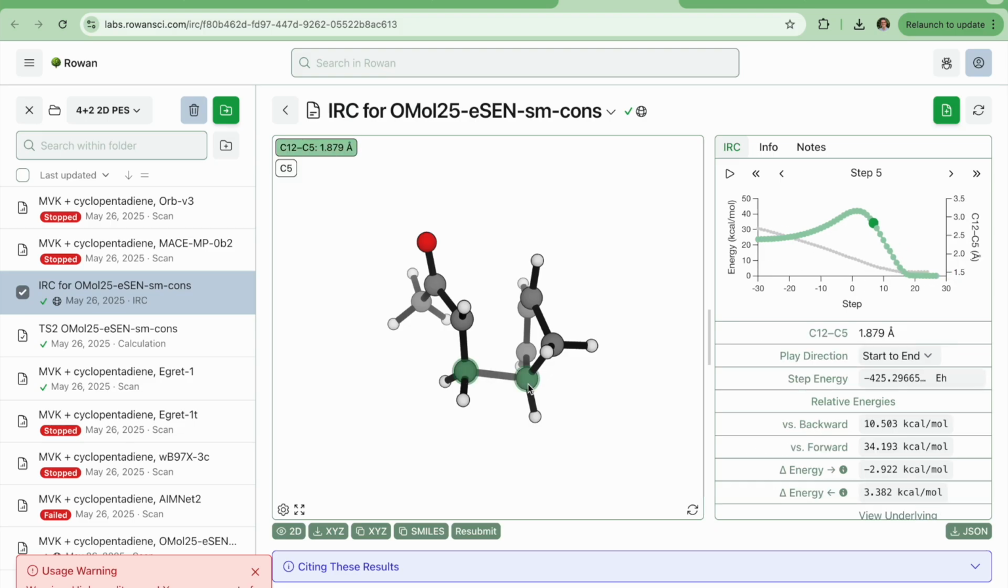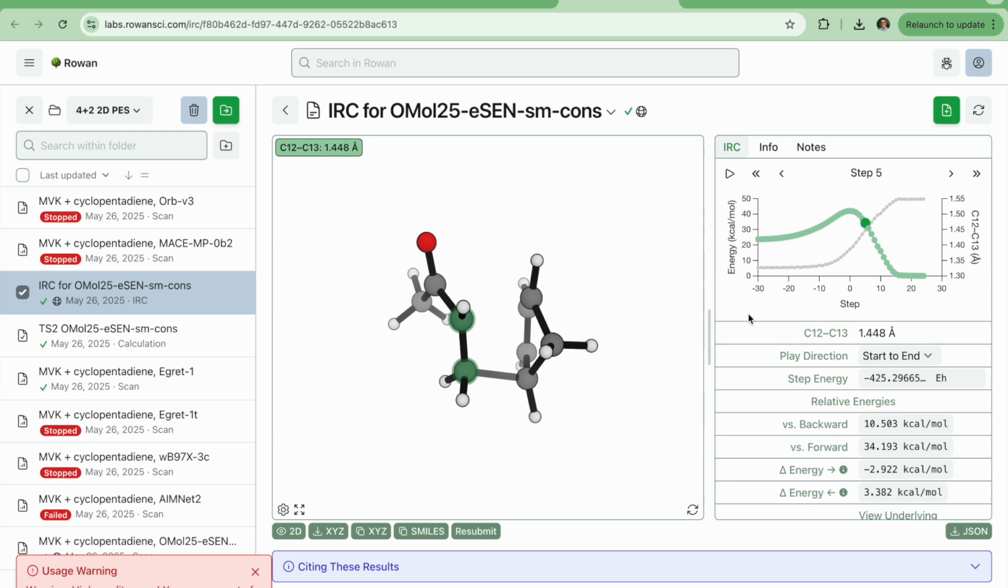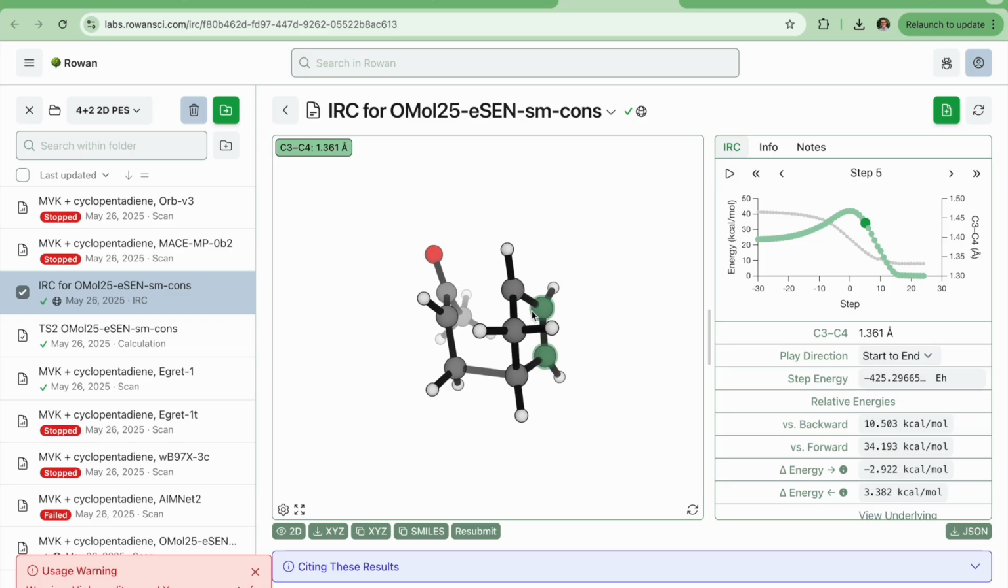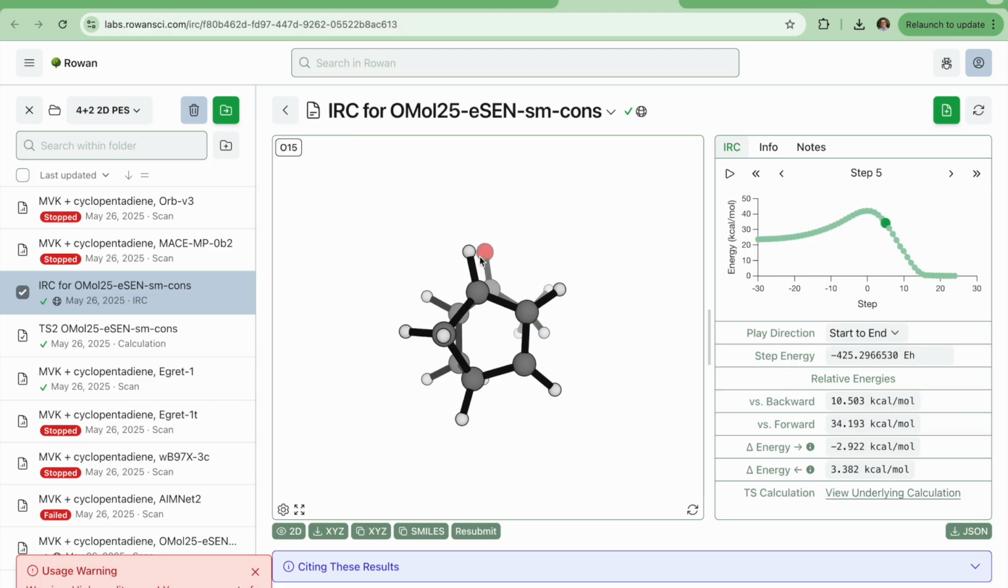So we can plot this bond length as a function of the reaction coordinate and see it smoothly descend. And then we can plot this bond length and see it also descend, but just slightly slower. And if we want, we can also plot something like this. So we see here this double bond go from 1.33 angstroms to 1.55 angstroms, showing it elongate. We can plot this bond here that goes from a single bond to a double bond over the course of the reaction.